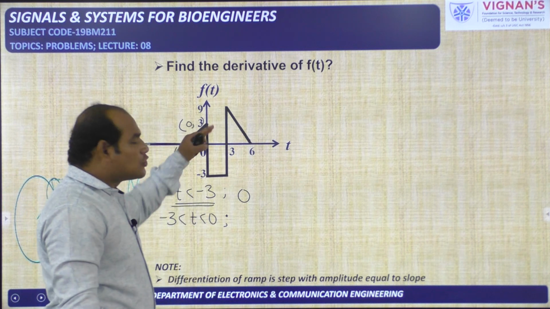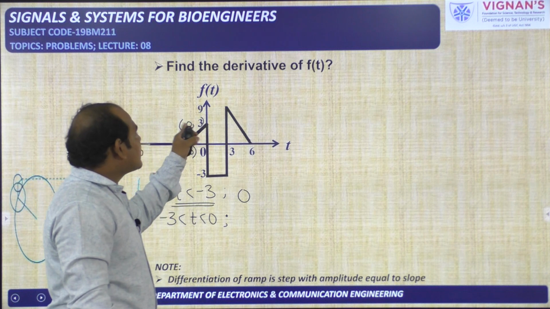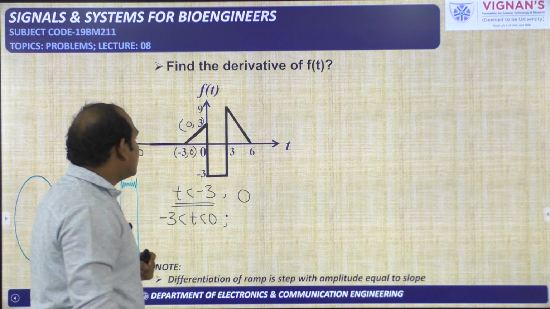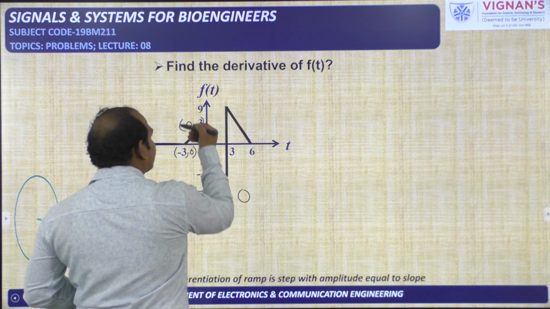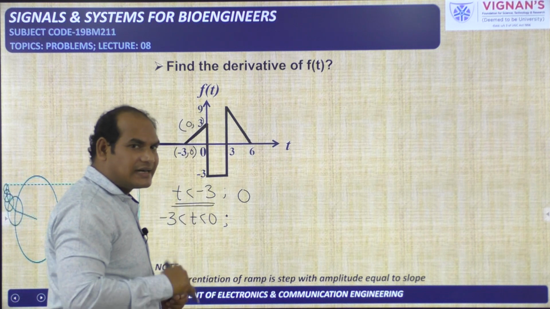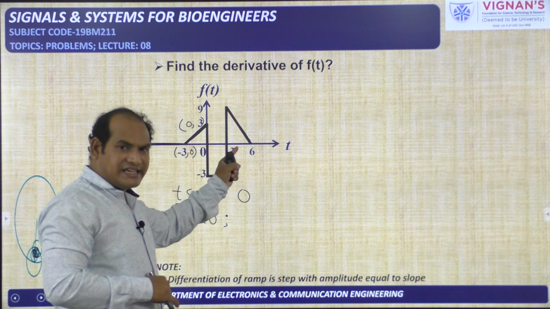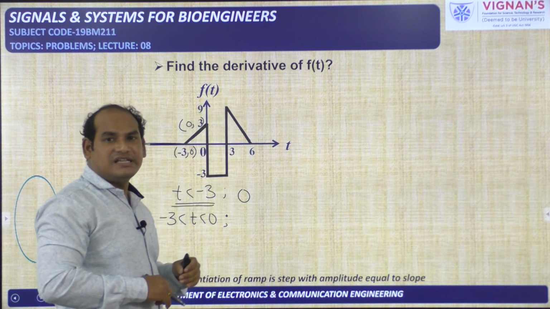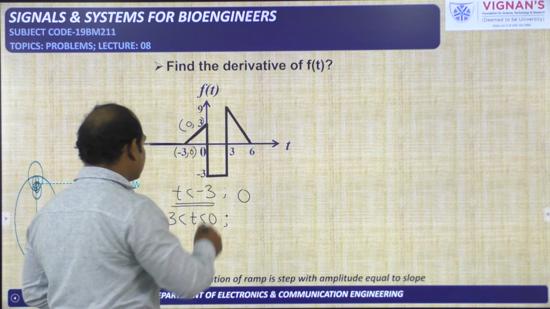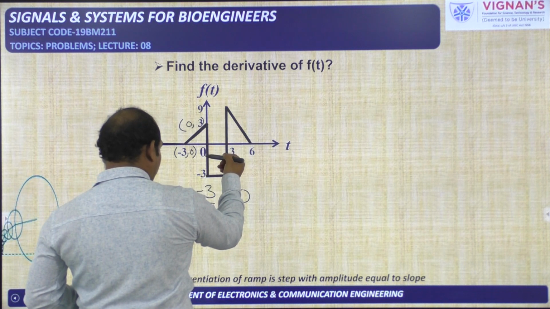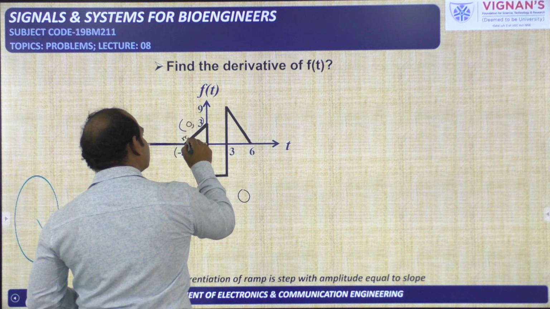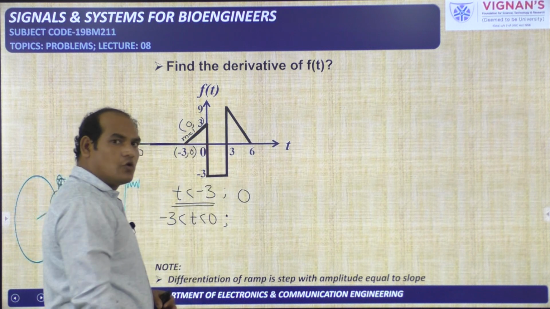Find the slope for this one. For example this is x1 comma y1 and this is x2 comma y2. Then we can find the slope, that is y2 minus y1 by x2 minus x1. Because it is an increasing signal, it has positive slope only, as I already said. When time is increasing, if the amplitude of the signal is also increasing, that surely has positive slope. If you find it, you will get positive slope, that is 3 minus 0 by 0 minus of minus 3, that means slope is equal to 1.